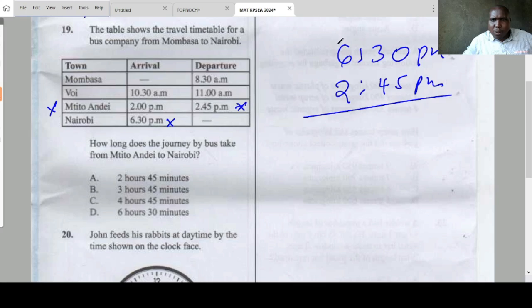Borrow 1 hour from 6 hours to make this one 90 minutes. So you borrow 1 hour, which is equal to 60 minutes. 60 plus 30, 90. 90 minus 45, 45. We borrowed 1 hour here, the hours remained 5. 5 minus 2, the answer is 3. So it is 3 hours, 45 minutes.